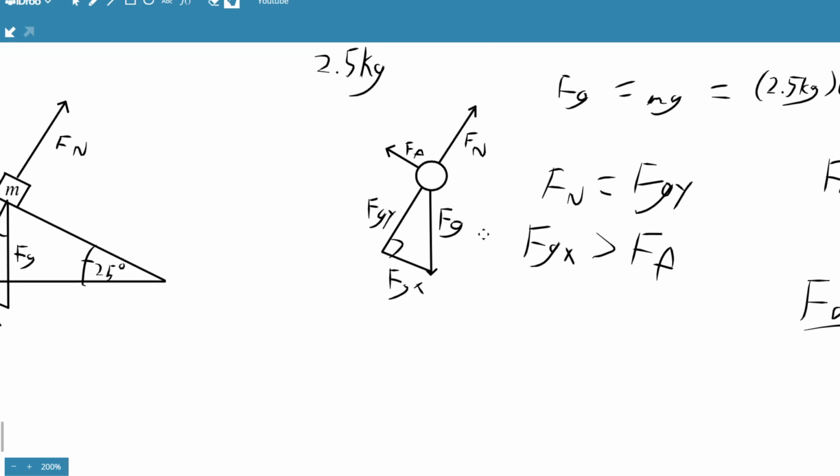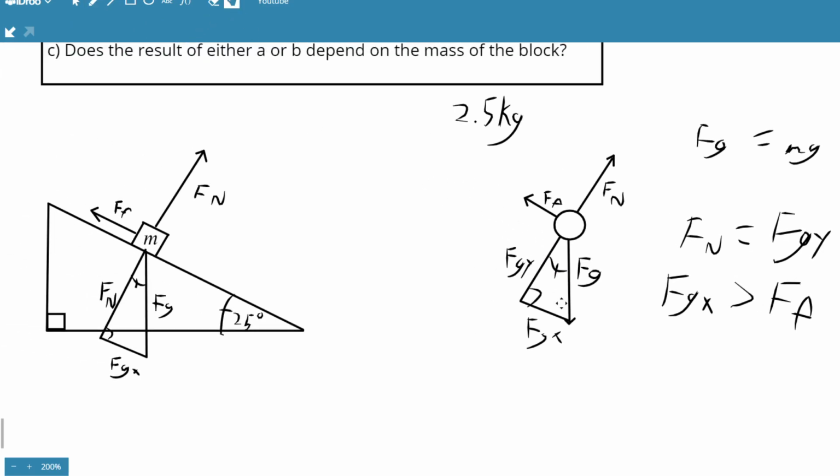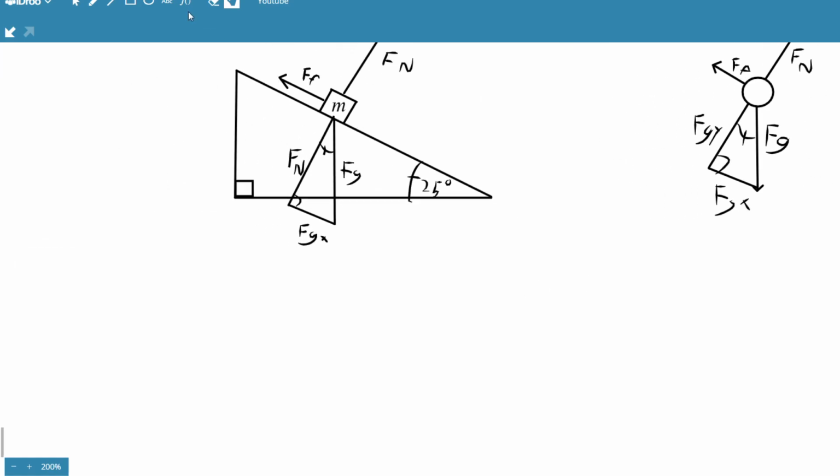So we have FG and we have this angle right here. So we can solve for FGX by using trigonometry. So FG is hypotenuse, FGX is opposite to 25 degrees, the angle we have. So that means opposite over hypotenuse, that's sine. You can use sine to solve this.